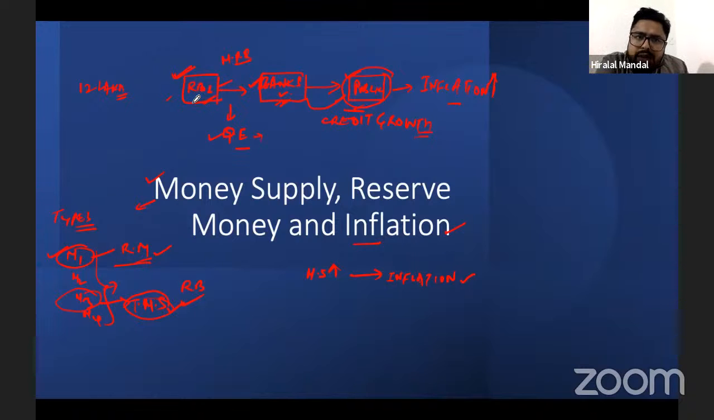What happens when RBI provides more money to the banks? The banks will have more money in their hands. If the banks have more money, they will reduce the interest rate, because they have to sell their loans to the public. So they will reduce the interest rate, and once the interest rate is low, look at it today.